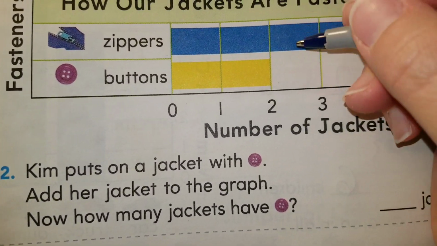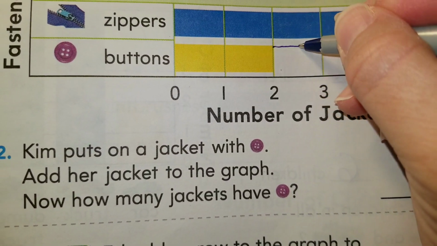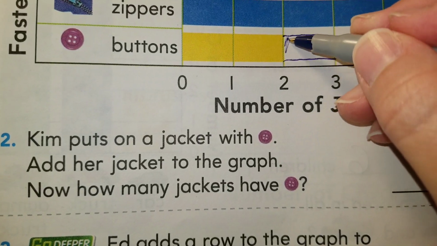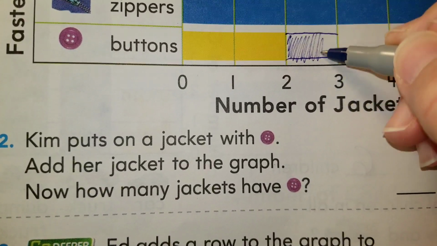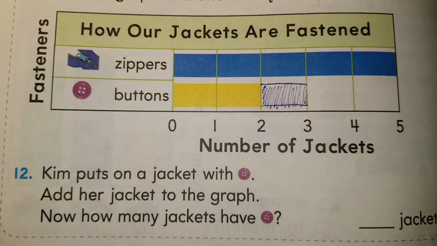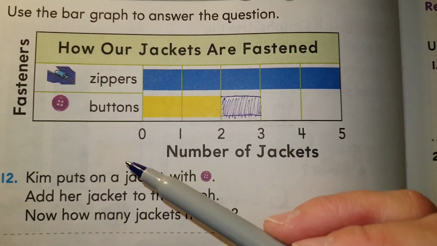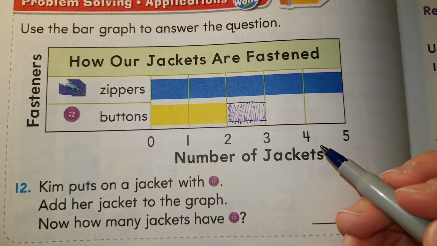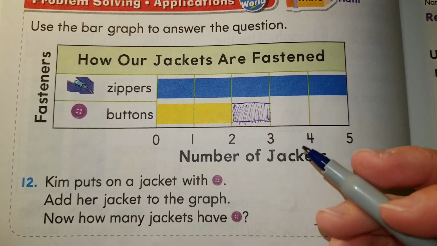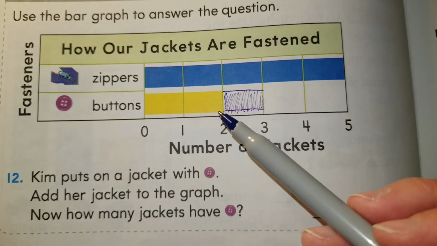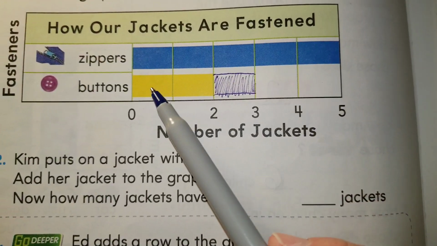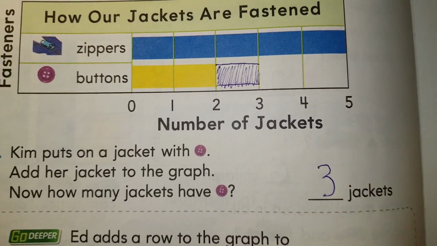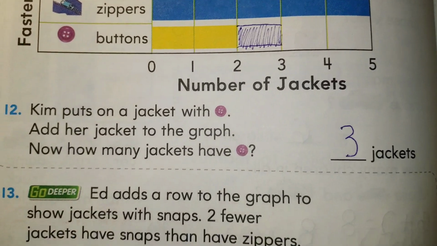So we're gonna add Kimberly over here, and I want you to add her too. You can do it with your pencil, or you can use a yellow crayon. So we just added Kimberly, right? Kim. We added Kimberly to the jacket with buttons. And now we're gonna count how many we have now that we added one more. We have 1, 2, and 3. So now we have 3 jackets that have buttons to be fastened.